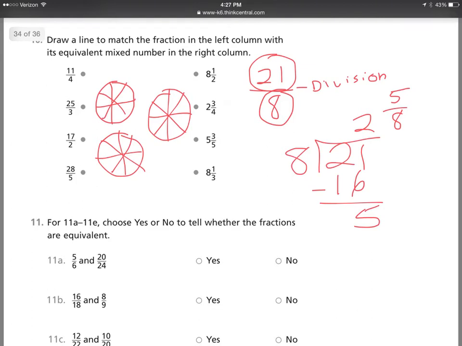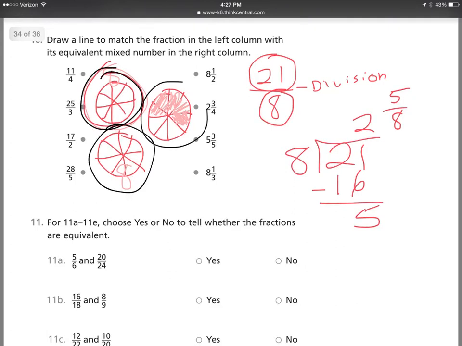You have 21 pieces, so there would be 8 pieces here, another 8 here, which is 16, and there would be 5 pieces left over to fill this box. So you can visually see that you have one whole here, one whole here, that's 2 wholes, plus 5/8 of a whole. Really, you need to just get into the habit of dividing. That's going to be the quickest way to do this.